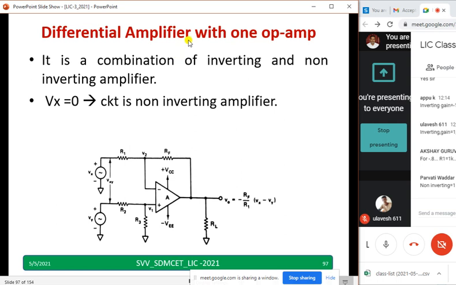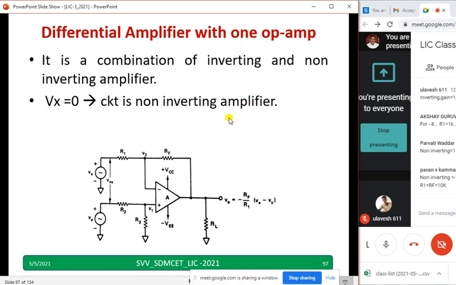A differential amplifier with one op amp. See here. It is a combination of inverting and non-inverting amplifier, because for inverting also I am giving some input, and for non-inverting also I am giving some input. Observe here carefully. Vx equal to 0, the circuit acts as a non-inverting amplifier. When Vx is 0, Vy only I am applying. To which terminal are you applying? Non-inverting. Hence it acts as a non-inverting amplifier.